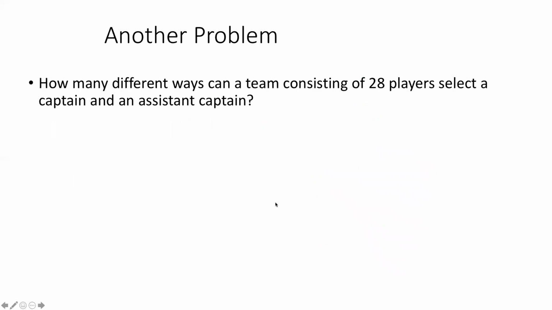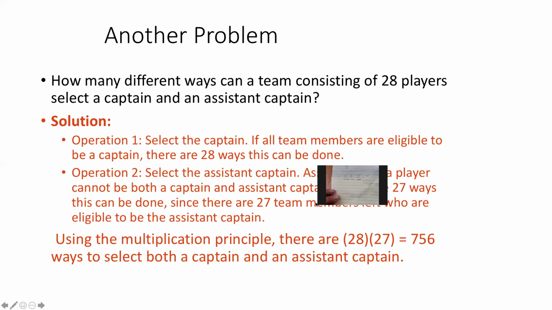How many different ways can a team of 28 players select a captain and an assistant captain? So in this case, first you want to figure out how you want to select the captain. Well, there's 28 different ways you can select the captain, right? You can pick any of the 28. Then for the assistant captain, assuming you can't have a player be a captain and an assistant captain, which makes no sense, there are 27 different ways. So if you do 28 times 27, there are 756 ways to arrange a captain and assistant captain.